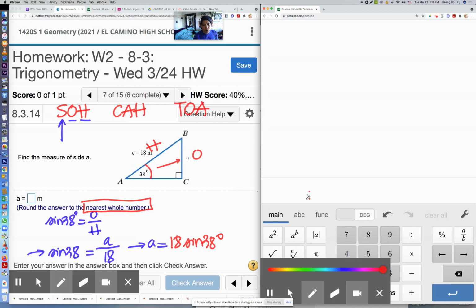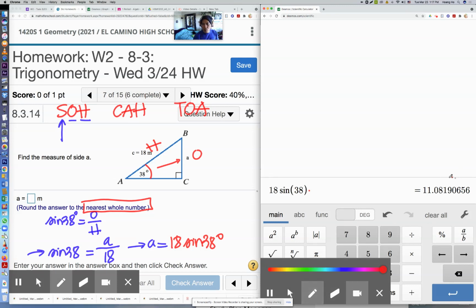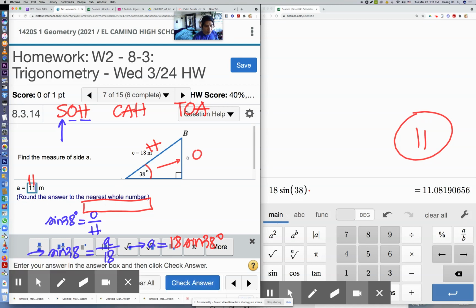So let's punch it in over here on your calculator. 18 times sine. There's a button for sine right there. Click on it, or you can type sine. And then 38. The answer as a whole number comes out to 11. I mean, rounds to 11. That's what I meant. So over here, I put 11, and then I'm done.